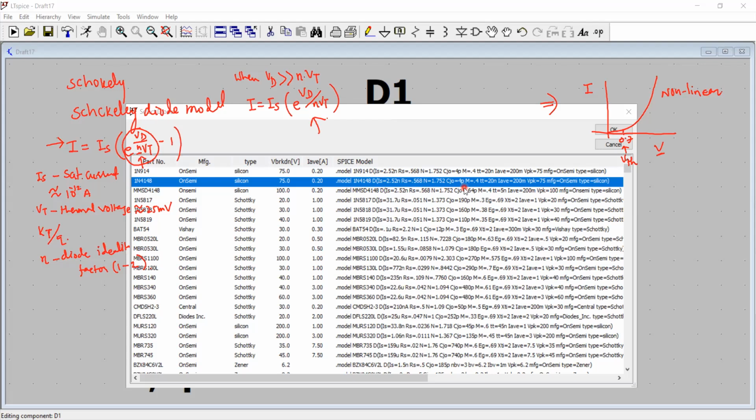Remember, it's a PN junction, so you have two different semiconductor materials: a P-type material and an N-type material. They are connected together.